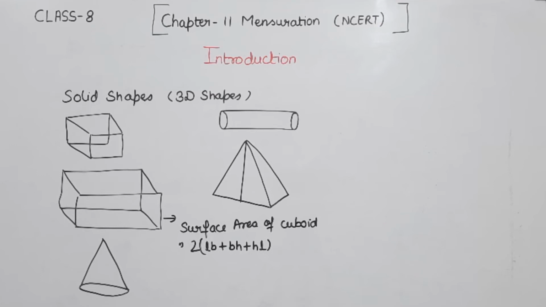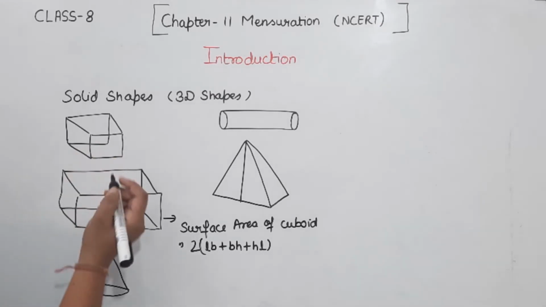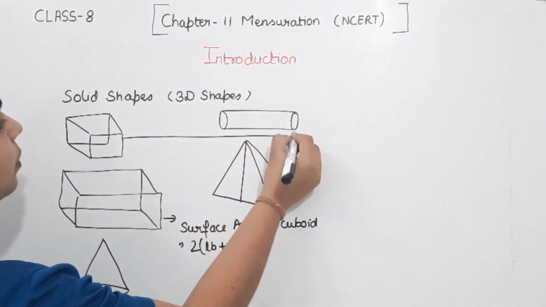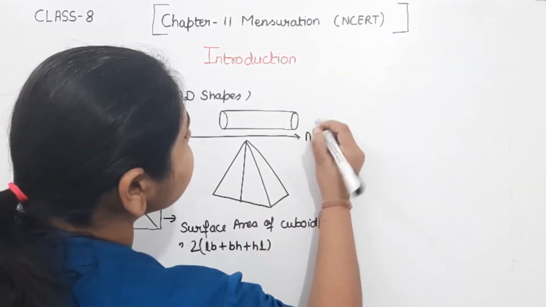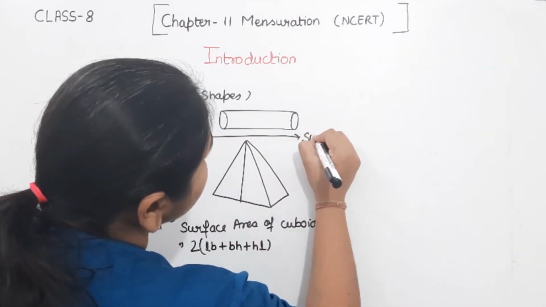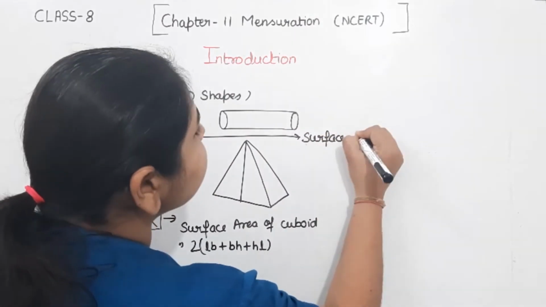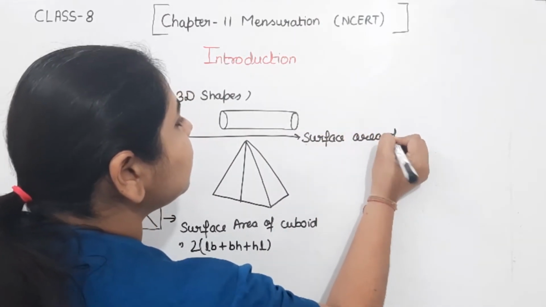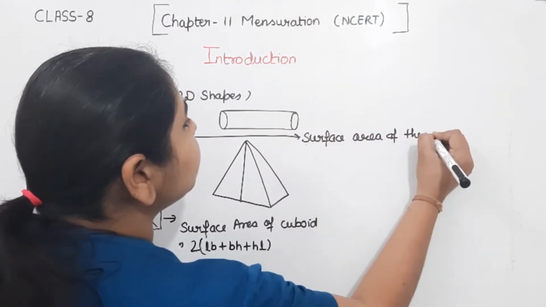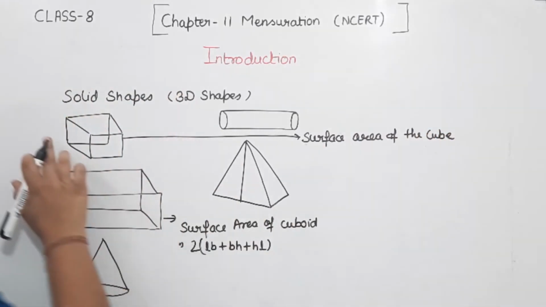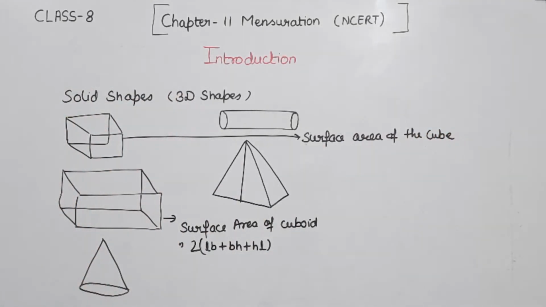Next one we are having is a cube. So this one is the cube. Now we have to write the surface area of the cube. I'm going to write here surface area of the cube. Now we know that a cube is a 3D shape of the square, and in the square all the sides are equal to each other. So in the cube all the sides are also equal to each other.